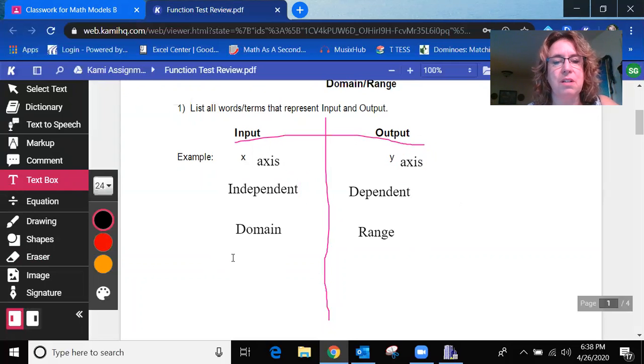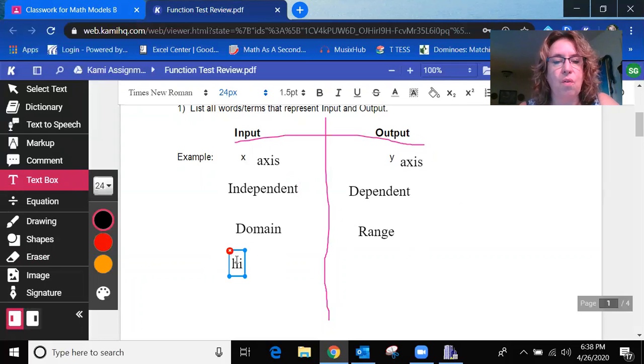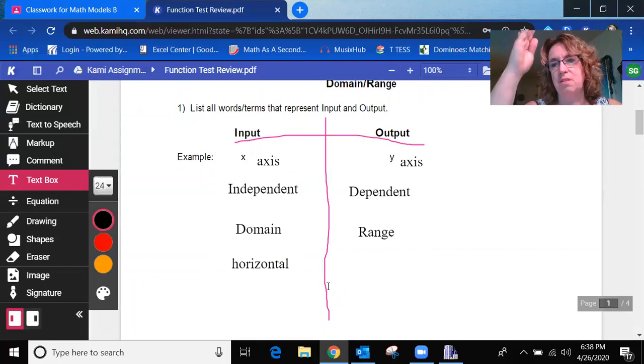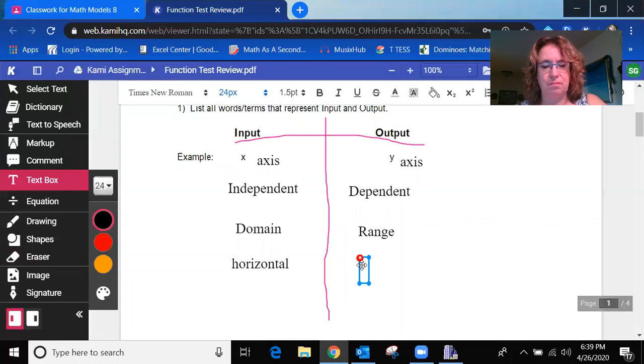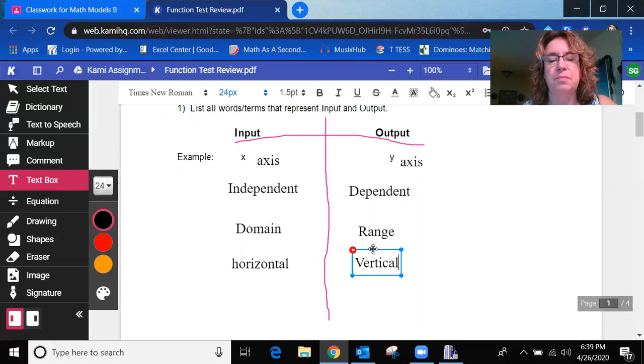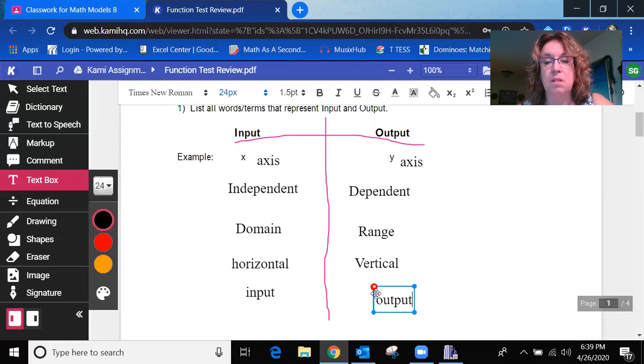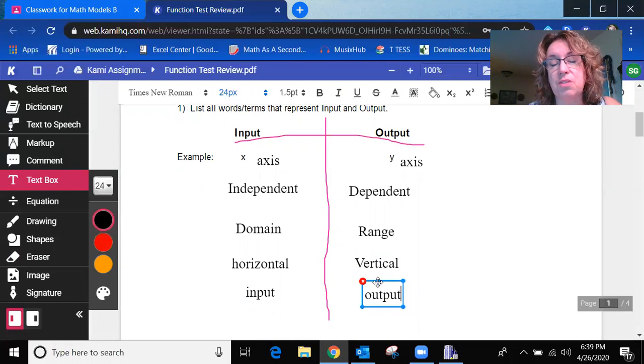The x-axis, what does it run? The x-axis runs horizontal. And the y-axis runs vertical. Another thing, this is the input number. This is the output number. There's lots of words that go, and these are good to know.